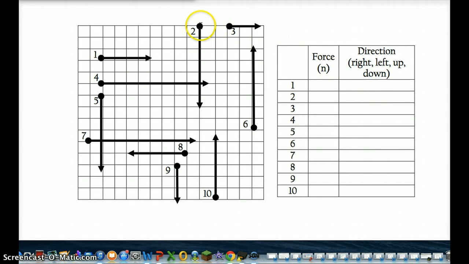Number 2, let's look at that one. We're going to count. 1, 2, 3, 4, 5, 6, 7. So in this box right here, you're going to put the number 7 and a capital N for newtons. And then, is this going right, left, up, or down? It's obviously going down. So you're going to write the word down. You need to finish 1 through 10 on this page.